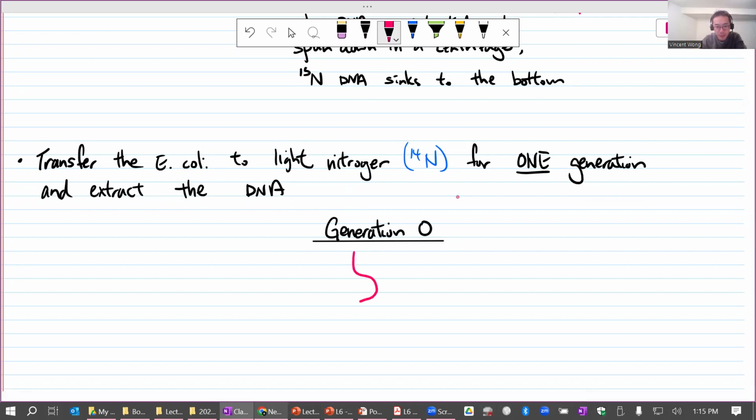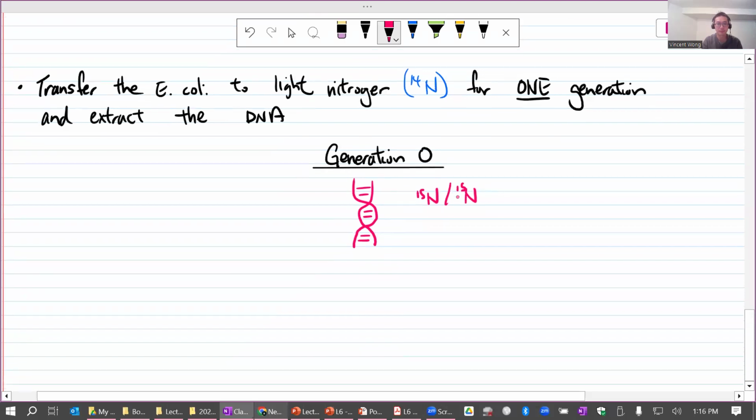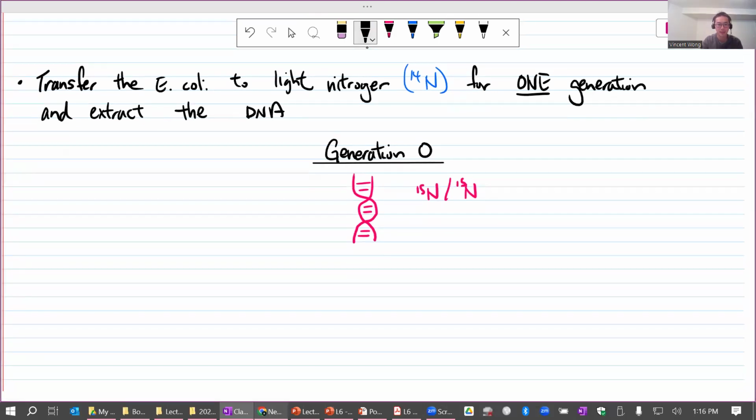Well, as you can imagine, it's just like this, right? This is N15, N15. Both strands are N15. They are very heavy, okay, because that's all they have. Please use color. Okay, otherwise it's not gonna make sense.